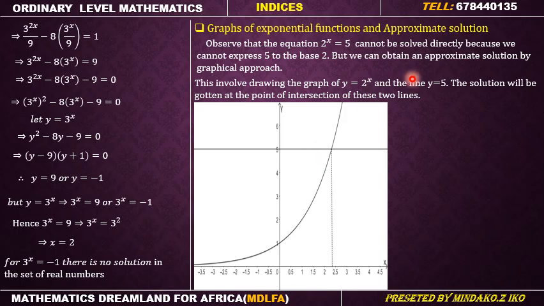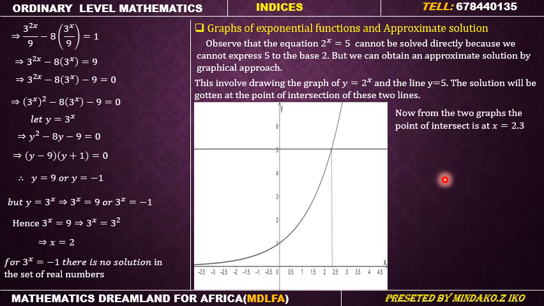This is the line y equals 5, and you notice that this is a curve, the exponential curve y equals 2 power x. The solution will be at the point where this line intersects with the curve. So we extrapolate from here and read the solution on the x-axis. That will be the value of x.